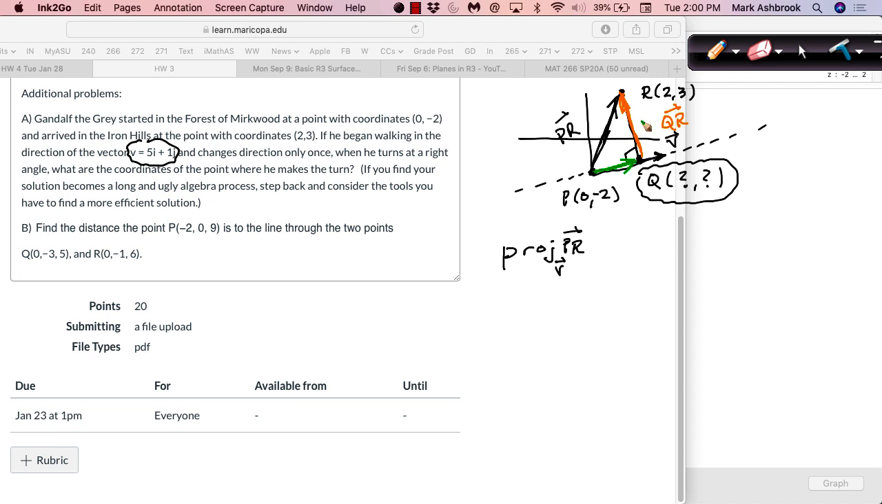Okay, so again, the whole advantage to this is that it does not require finding any angles. It is simply PR dot V over magnitude of V squared, times V. No angles required. You just follow your nose, and this is the green vector.